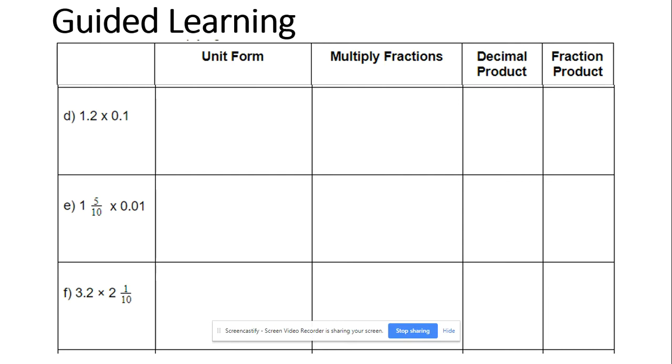All right, D. 1 and 2 tenths times 1 tenth. So what we can do is read this number just using tenths. We see that 1 and 2 tenths is the same as 12 tenths. So we're going to write 12 tenths, and we're going to multiply this by 1 tenth. Start by multiplying the whole numbers. 12 times 1 is 12. Tenths times tenths. Well, I know 10 times 10 is 100. So tenth times tenth is hundredth.